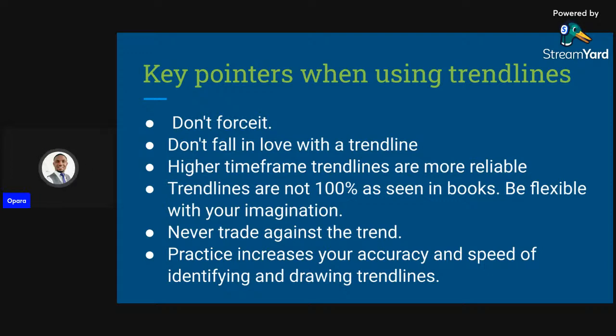The next one is never trade against the trend. If the market is in an uptrend, except if you discover that the market is about to change trend, do not trade against the trend. If not, you get burnt. There are some certain confluences you need to add. Let's assume the trend is an uptrend. Before you trade against the trend, you must be rest assured that the price movement has gotten to the resistance.